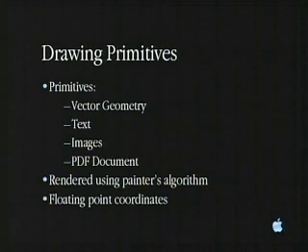So now that you've got a context, let's look at the drawing primitives that you would want to draw into that context. Basically, there's 4 in number. You've got vector geometry, which is all of your 2D line art, things like your rectangle, ellipse, paths. You've got text and images, and then finally a PDF document. On the previous slide, I talked about creating a PDF document, and now we also allow you to take a PDF document and draw that into a context as yet another primitive.